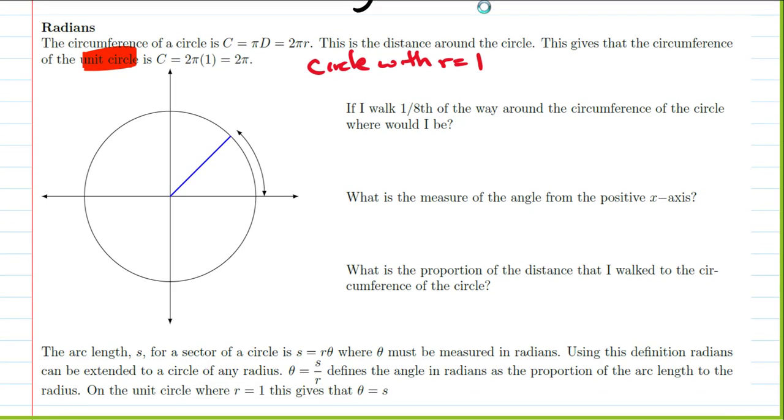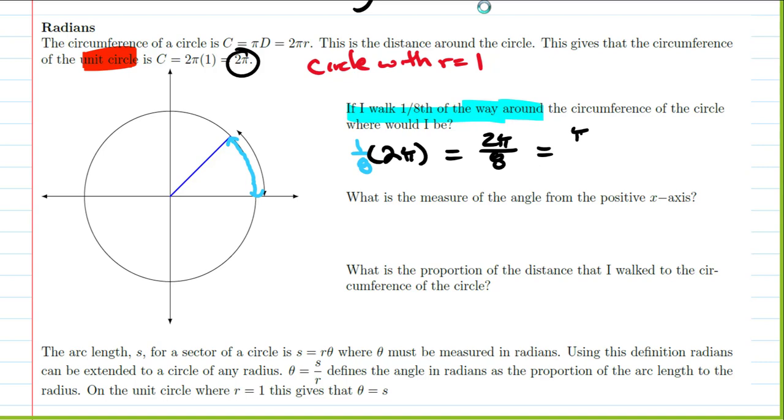So if I were to walk 1/8 of the way around the circumference of a circle, well, where would I be? So we know that the distance all the way around is going to be 2 pi. So if I walk 1/8 of the distance, well, what would be the length of this arc? So in other words, how far would it be? Well, if I went 1/8 of the way around the circle, it would be 1/8 of the entire distance, which is 2 pi, which would be 2 pi divided by 8, which is going to be pi divided by 4. So the distance that I would have traveled around that unit circle would be pi over 4 units. So this distance would be pi over 4.